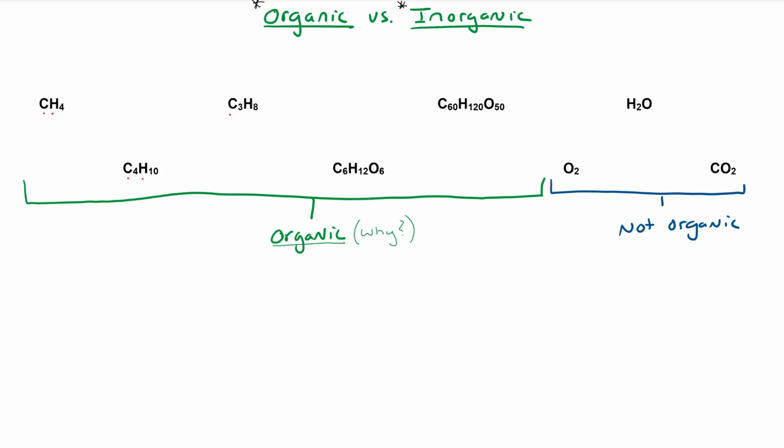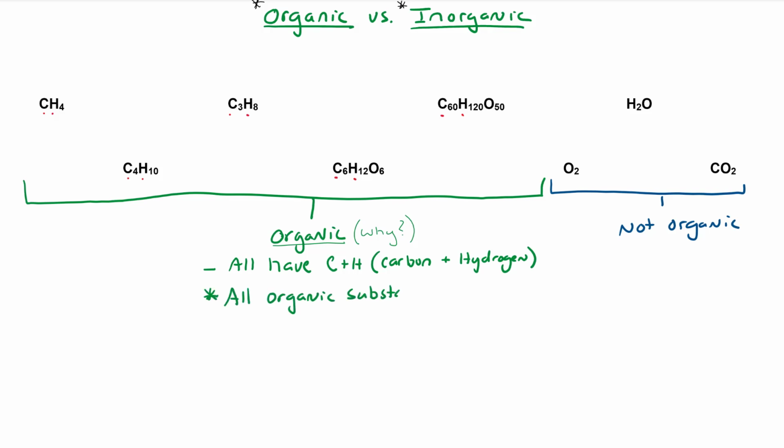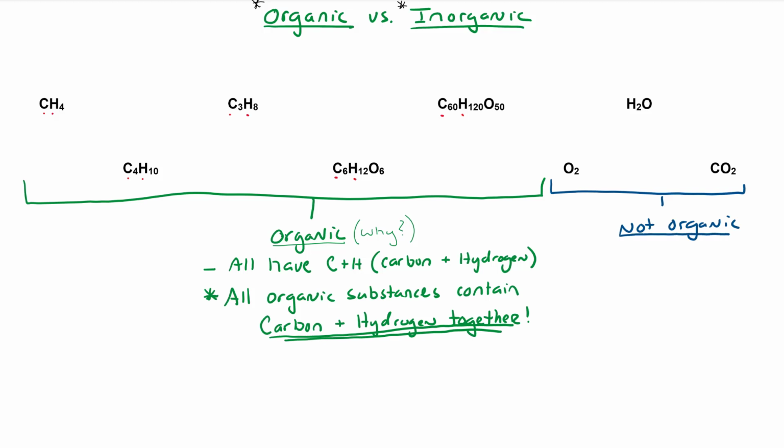They all must have something in common, and if you look at them up close, they all do contain both carbon and hydrogen. Therefore, we can make the conclusion that all organic substances contain both carbon and hydrogen together. If you're not organic, you're inorganic, meaning you don't have both carbon and hydrogen. You either have one or the other, or none at all.